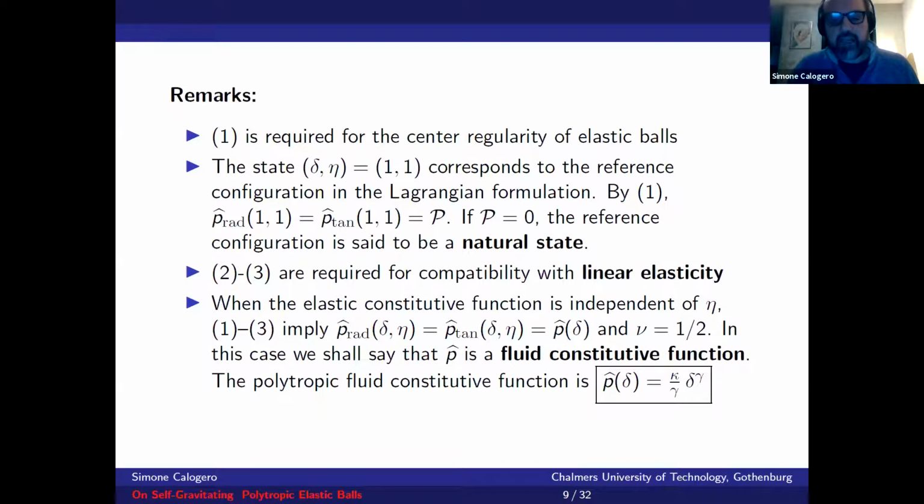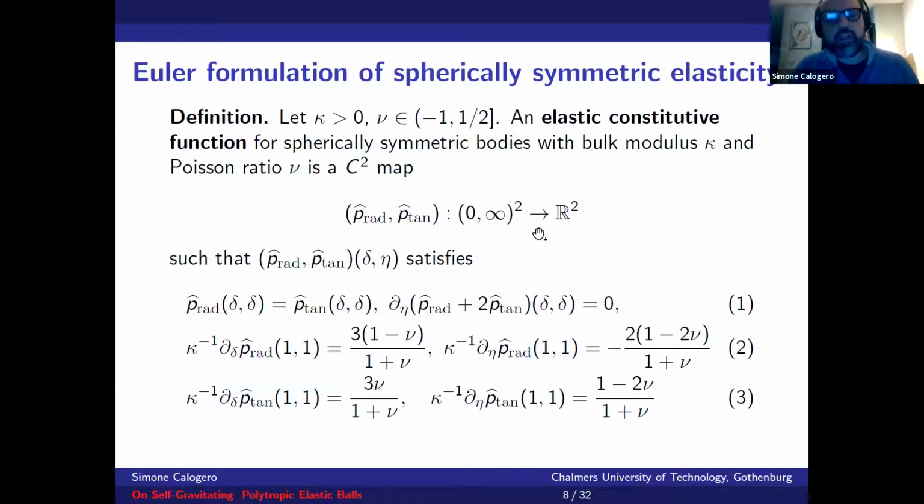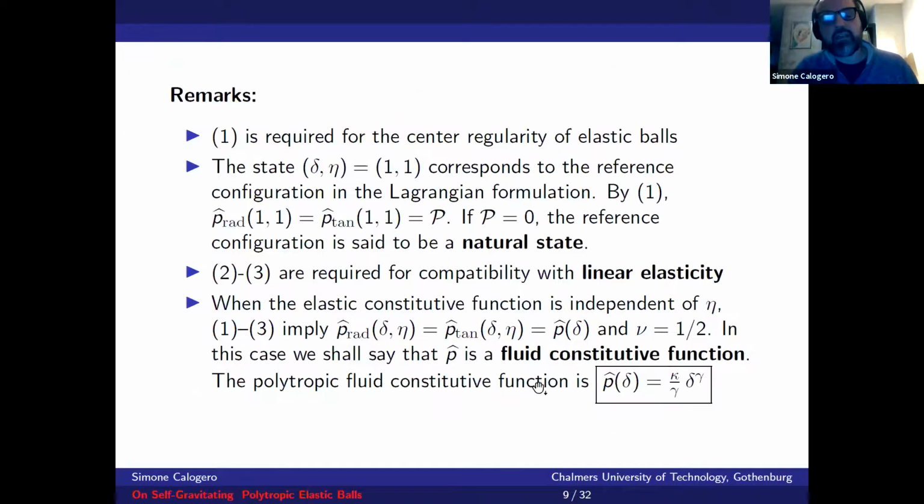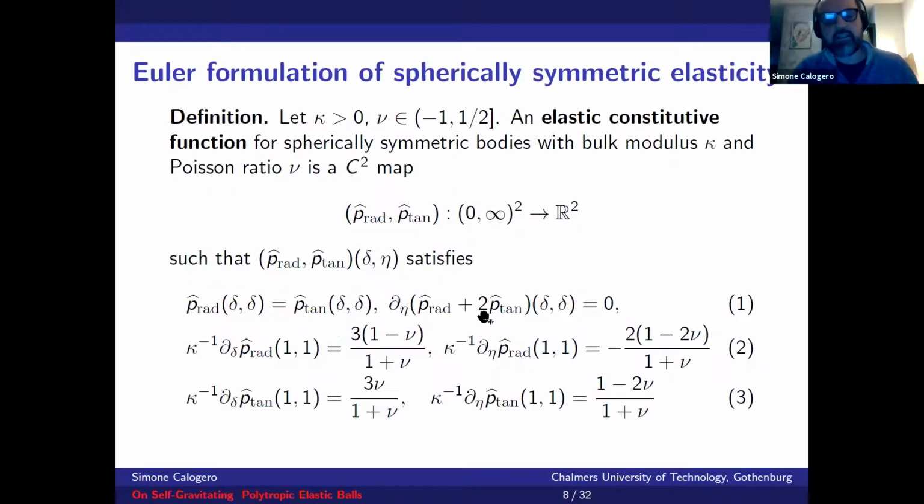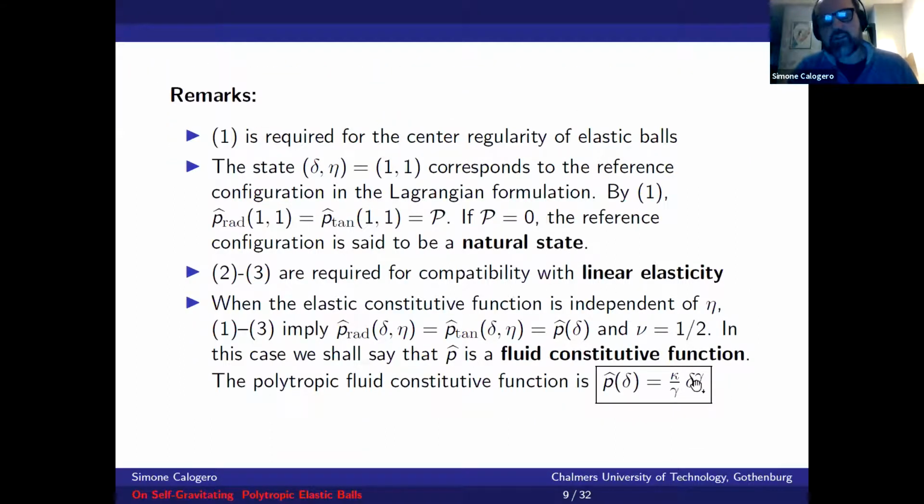The other thing I could say is that if you take the radial pressure and the tangential pressure to be equal and just a function of delta, then necessarily the Poisson ratio is equal to 1/2. You can see it from here, right? If the derivative in eta of P rad and P tangent is 0, then nu must be equal to 1/2. So this corresponds to the case of a fluid constitutive function. So a fluid constitutive function is a special case of elastic constitutive function. And I already mentioned this special case of the polytropic fluid.